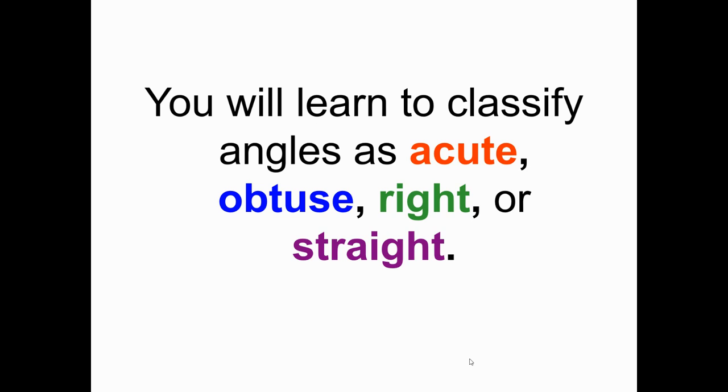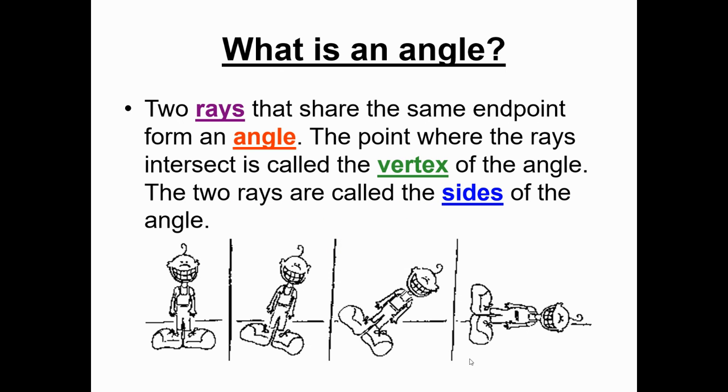So we're going to talk about what the differences between each of these types of angles are, and how you can correctly identify them. Okay, so what is an angle? An angle is when two rays, that's the line that has a dot on the end of it and then an arrow going out of it, share the same endpoint to form an angle. So basically, two rays come together and they make a V shape.